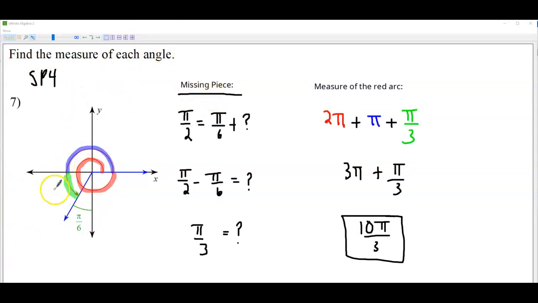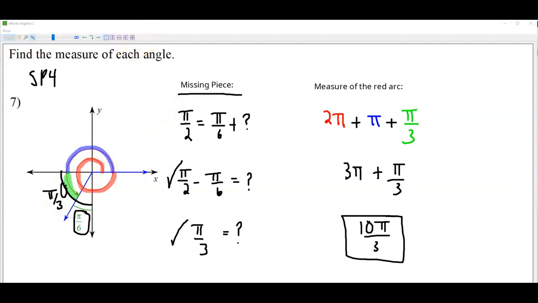So the missing piece, the green portion over here, would be pi over 3. How do we know that? Because from here to here should be equal to pi over 2. And so we have pi over 6 plus my missing piece should make pi over 2, and that's where this equation here comes from. And then minusing pi over 6 on both sides gives us this. After you get a common denominator and subtract, you should have ended up with pi over 3. So my missing piece here was pi over 3.